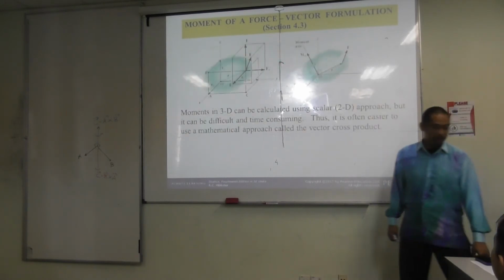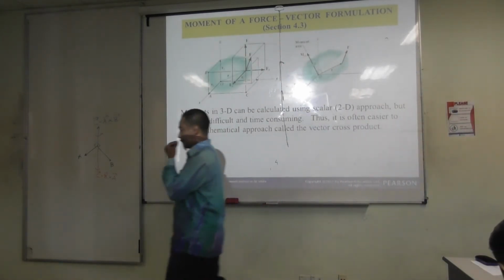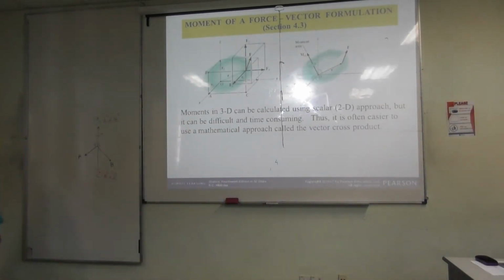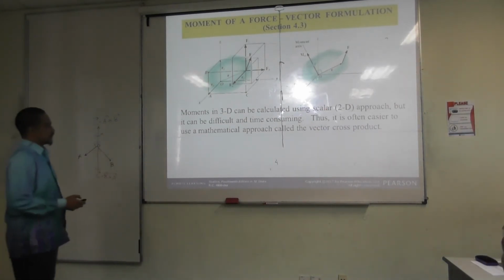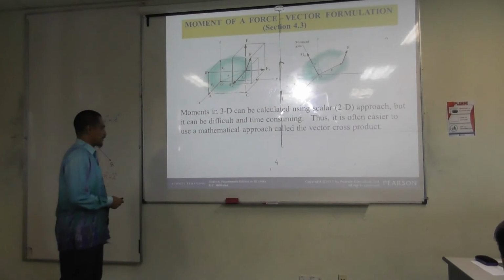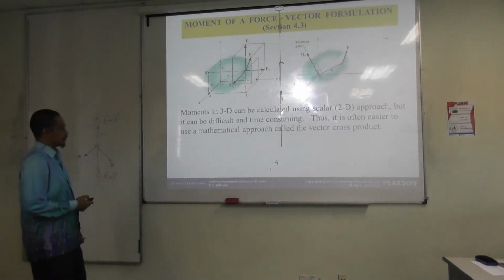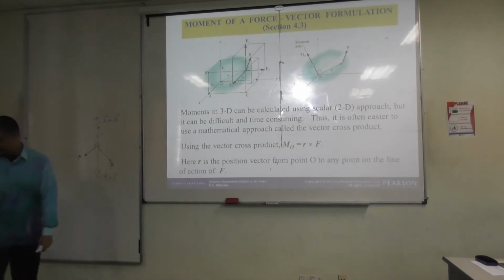Alright, so going back to statics, moment in 3D can be calculated using a 2D approach, but it can be difficult. Again, it's a repetition of that one. So that's why we use the cross product, and that is the equation.